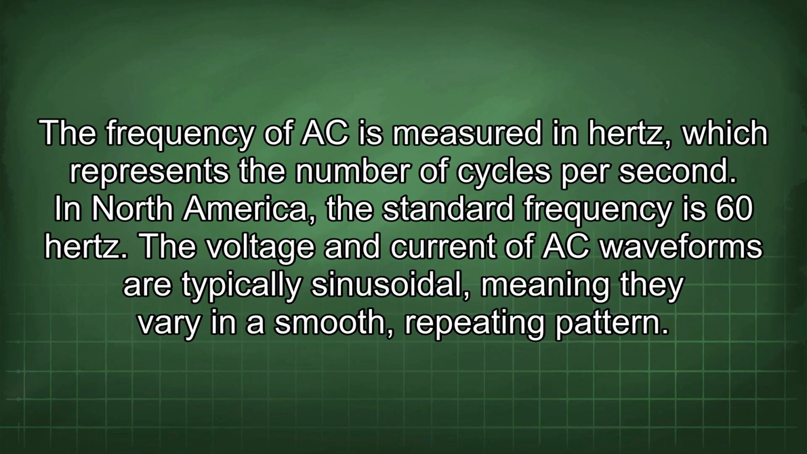The frequency of AC is measured in hertz, which represents the number of cycles per second. In North America, the standard frequency is 60 Hz. The voltage and current of AC waveforms are typically sinusoidal, meaning they vary in a smooth, repeating pattern.